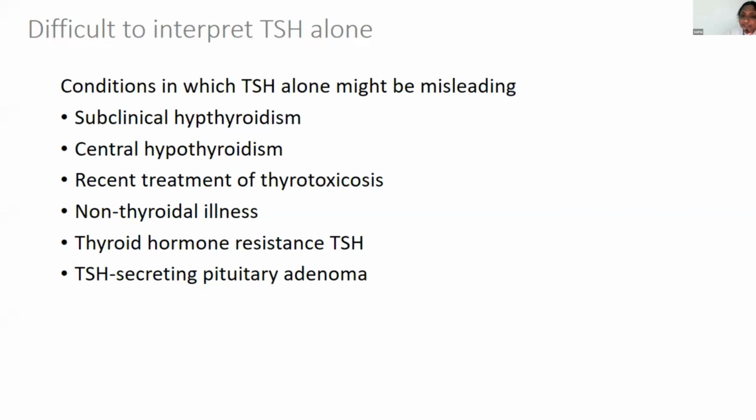And if we do TSH alone, we miss a whole lot of conditions. Subclinical hypothyroidism, a TSH of 7 or 8, whether to treat or not, we need to know the T4. Central hypothyroidism, a recent treatment with thyrotoxicosis, non-thyroid illness. So in pediatrics, monitoring TSH alone is not recommended.